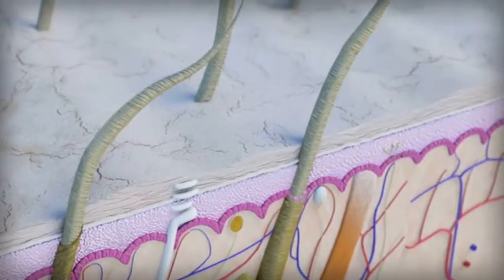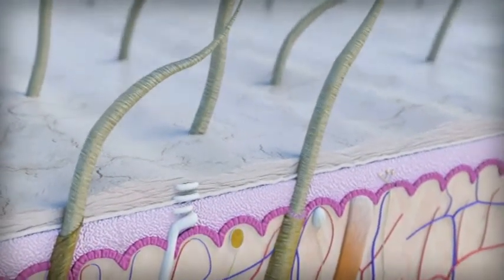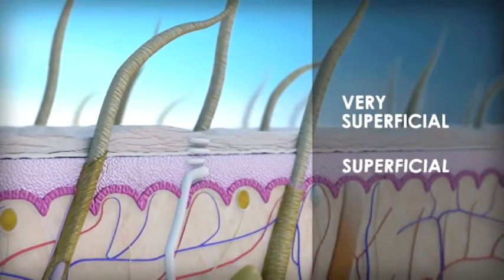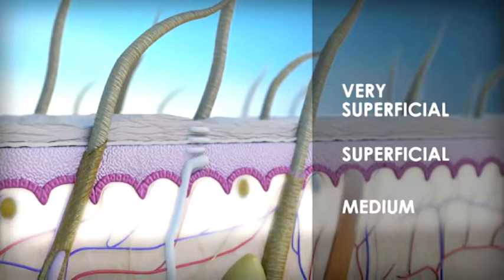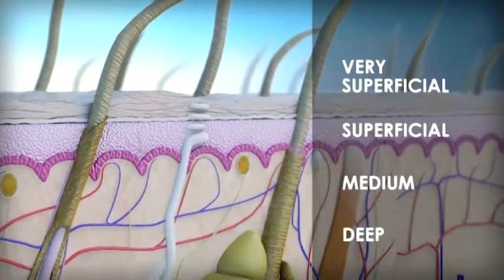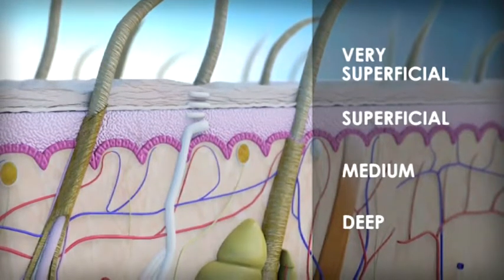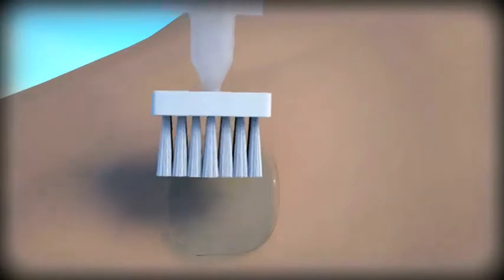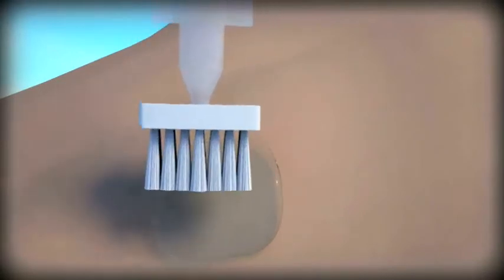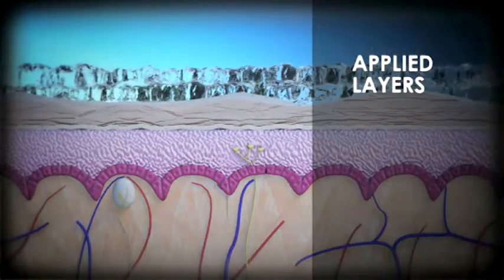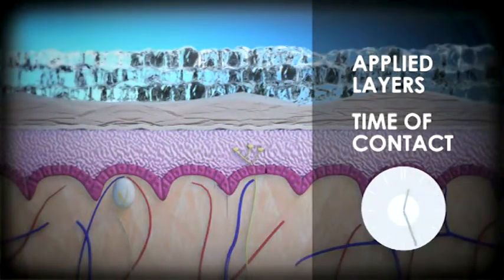Chemoexfoliation can operate at different structural levels of the skin and can therefore be defined as very superficial, involving the stratum corneum, superficial, involving the living epidermis, medium, involving the papillary dermis, and deep, involving the reticular dermis. The chemoexfoliant activity of an organic acid may be intensified by the number of layers of solution applied and by the time of contact with the skin before neutralization and/or rinsing off.